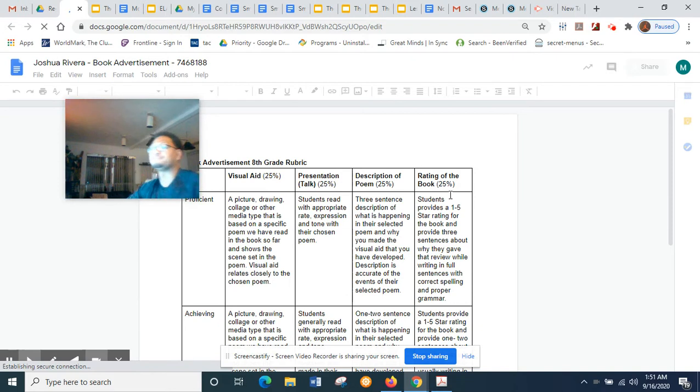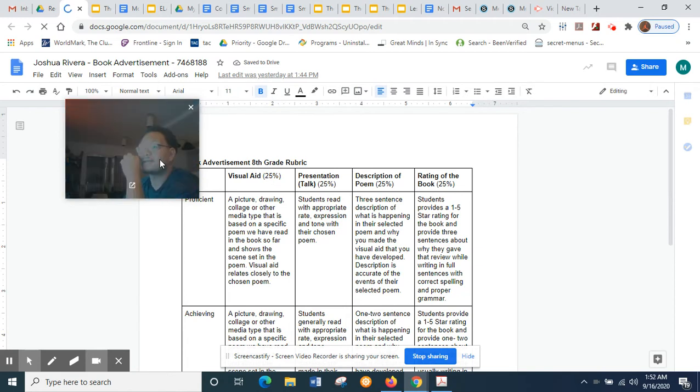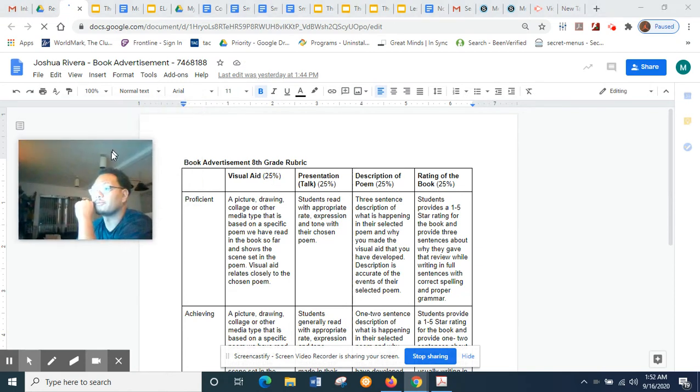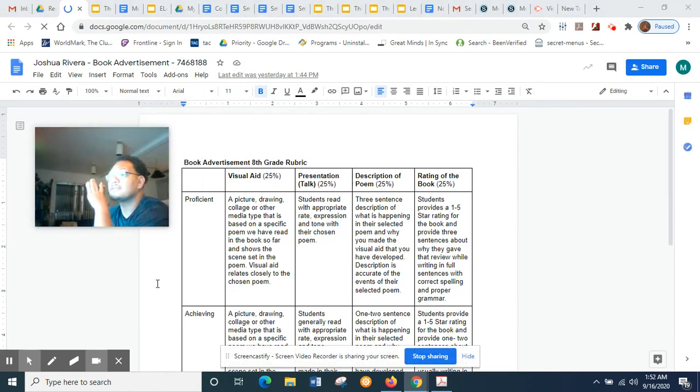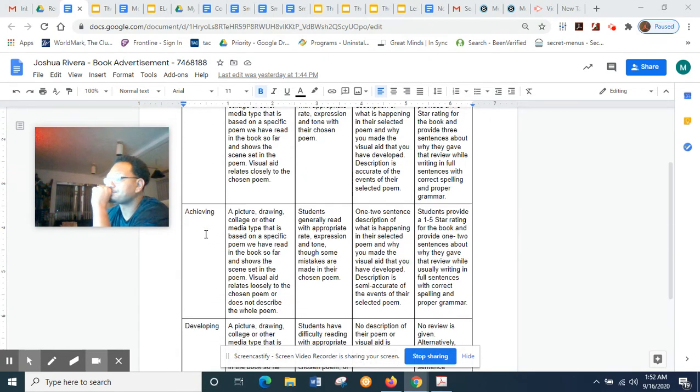All right. So, talking about this, and we're talking about this in more depth, I need you to pay attention to this rubric. This rubric is very, very important. It lets you know exactly how we're going to grade this and how we're actually going to try to give you these points. You see proficient, achieving, and developing.